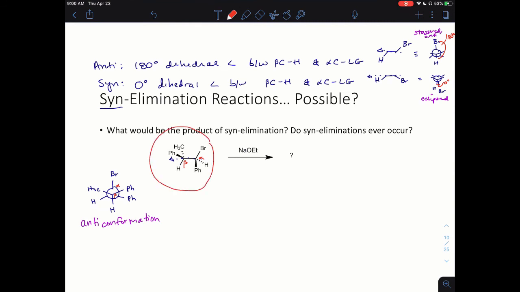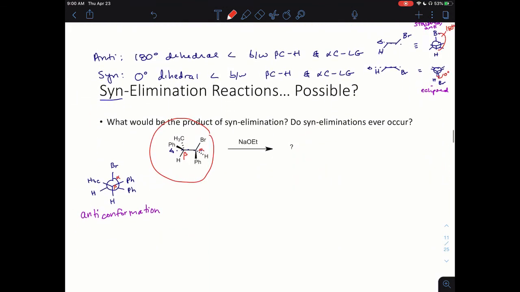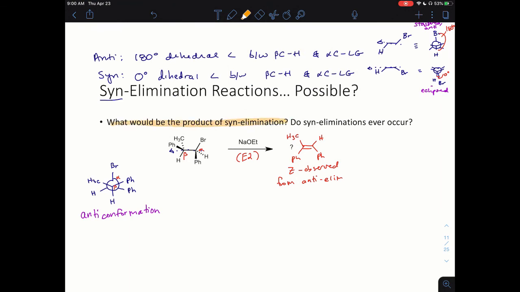This is the same alkyl halide that we examined here. So we already know what product it makes, right? When it is treated under E2 conditions with a strong base, sodium ethoxide, we know that it's going to form the Z product. This is what's observed, and this is from the anti-elimination. But we still are trying to answer the question, what would be the product of a syn elimination?